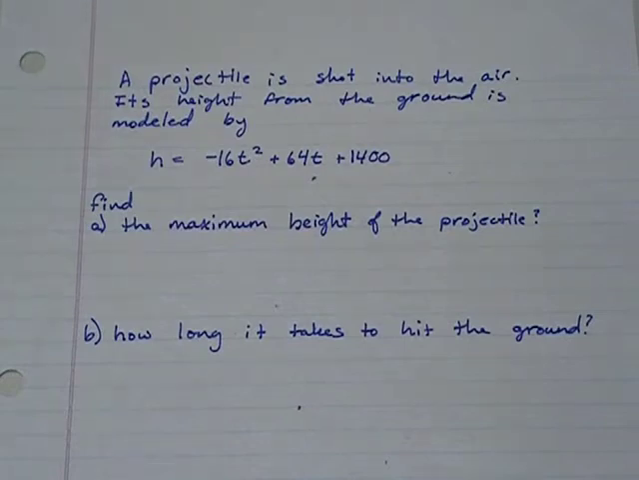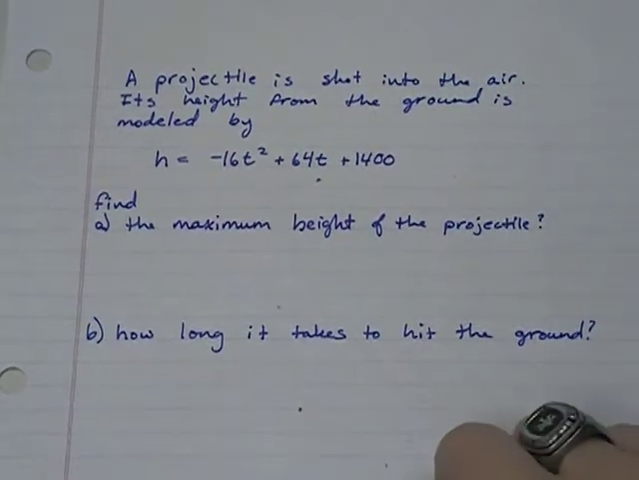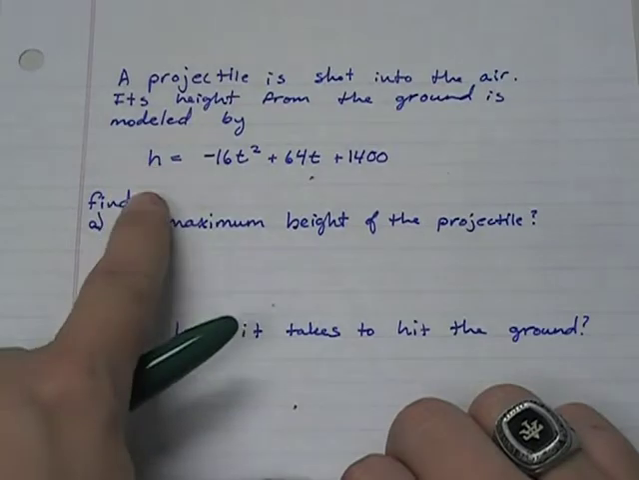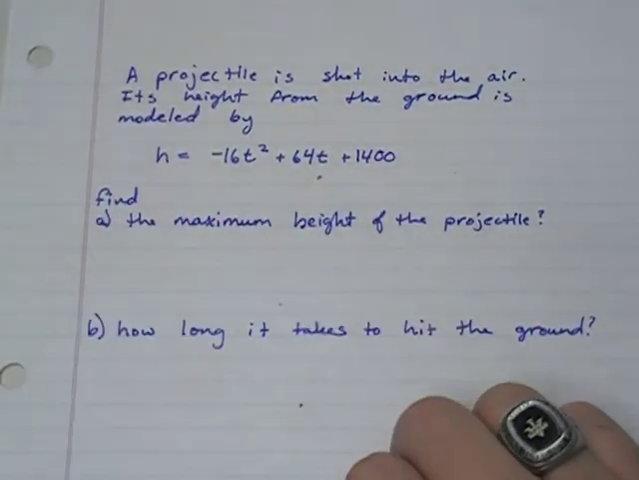Hello and welcome back. A projectile is shot into the air. Its height from the ground is modeled by the equation negative 16t squared plus 64t plus 1400. Okay, and it says h equals these quantities.